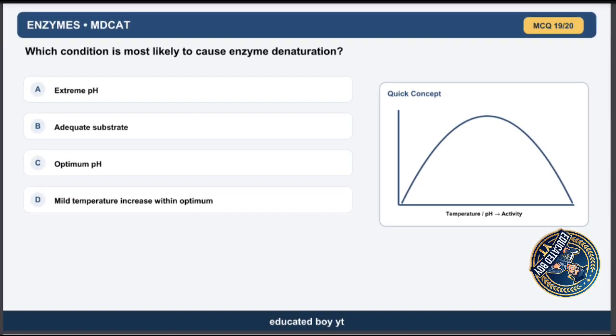Question number 19. Which condition is most likely to cause enzyme denaturation? Option A, extreme pH; option B, adequate substrate; option C, optimum pH; option D, mild temperature increase within optimum. Right option is option A, extreme pH.